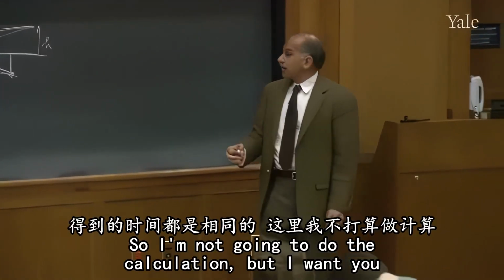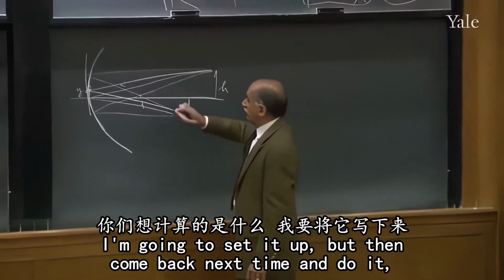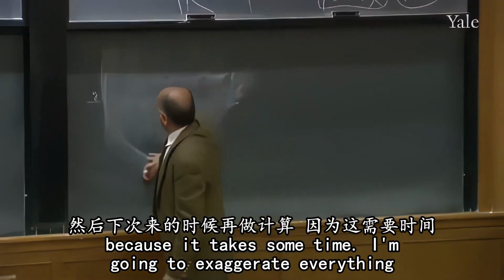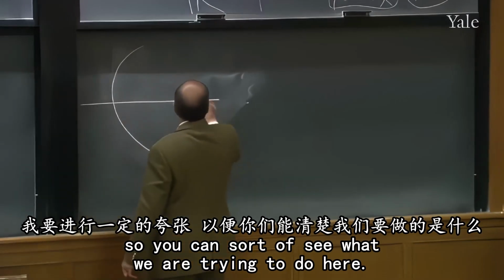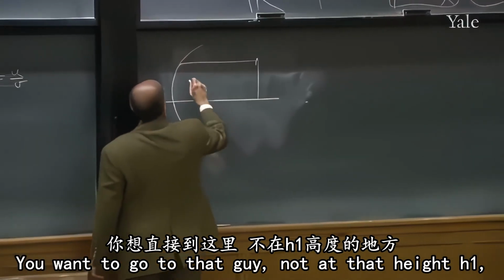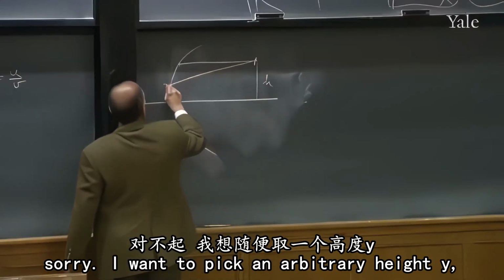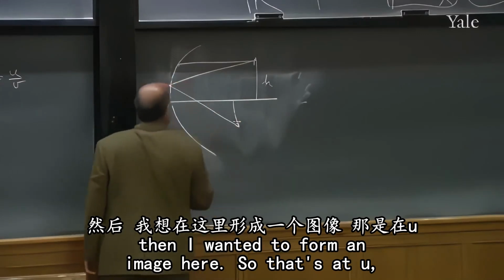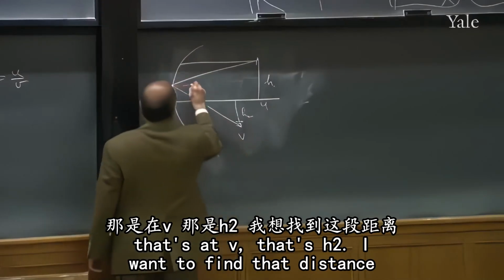So I'm not going to do the calculation, but I want you to think about what it is you want to calculate. I'm going to set it up, but then come back next time and do it, because it takes some time. So here's what we want. I'm going to exaggerate everything so you can sort of see what we are trying to do here. You want to go to that guy, not at that height h1, sorry. I want to pick an arbitrary height y. Then I want it to form an image here. So that's at u, that's at v, that's h2.